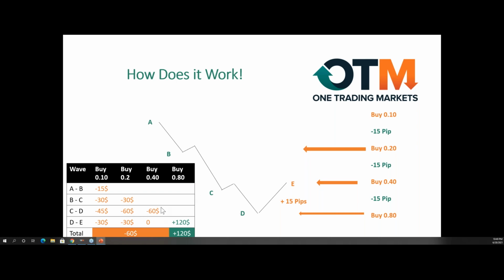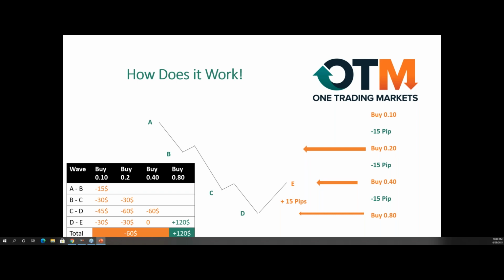So you have a loss A to D, which is $45, B to D, $60, and C to D, $60. When the market rebounds from D to E, this transaction will make you $120, and the C transaction would be on 0 because the buy and sell, it's the same. And those two will have $30 and $30 losses. So in total, you will be having $120 in profit and $60 in losses.